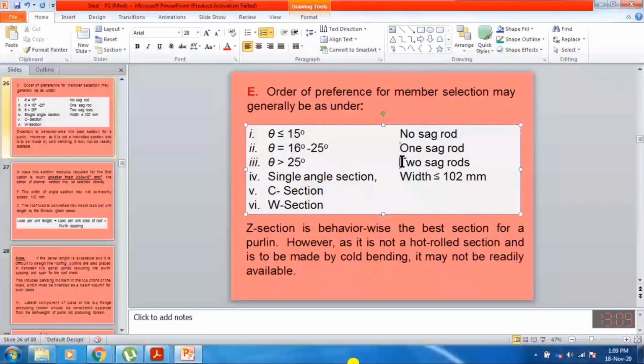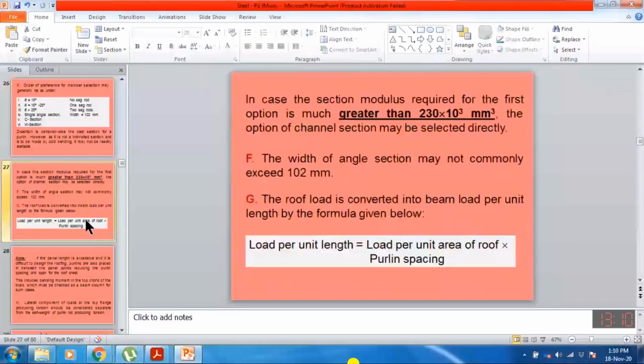So this may not be given in the problem or in the examination, that how many sag rods you need to use. So you need to decide the number of sag rods depending upon the inclination of the roofing system. Sometimes it may directly be specified regardless of the inclination.